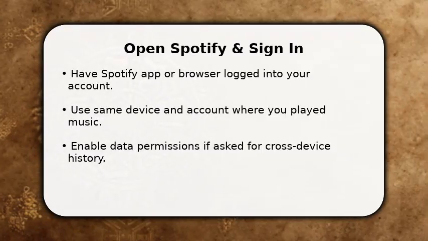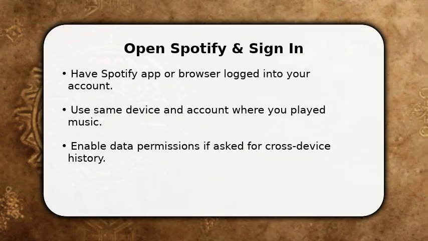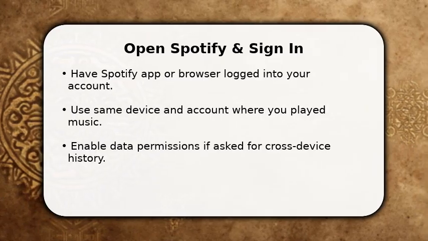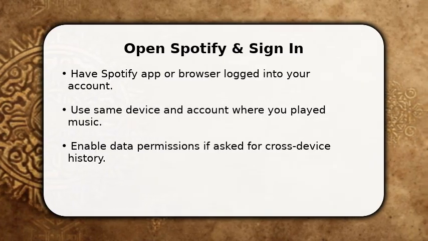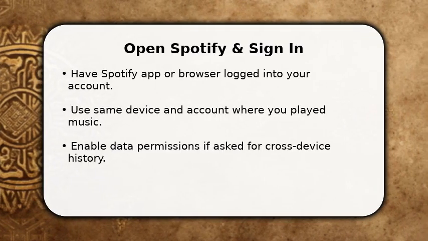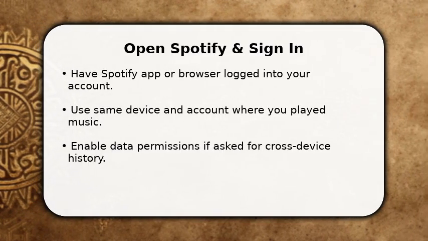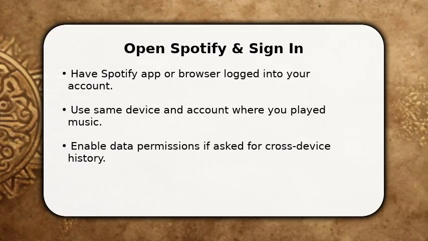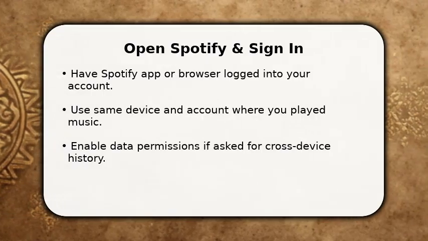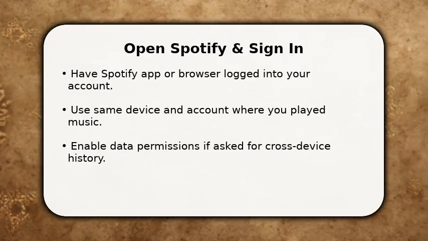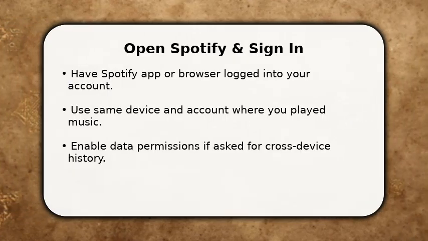You're starting right now. Open Spotify and verify you're signed into the account you used to listen. On mobile, grant storage or activity permissions if prompted. That helps sync your recent plays. Once signed in, tap Home to surface the most immediate history items and make sure offline mode is off so networked history updates. If you use multiple devices, focus on the device where you most often play music to find the most complete recent listening record.